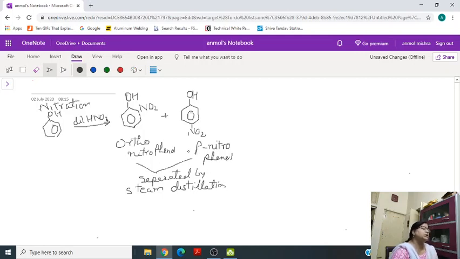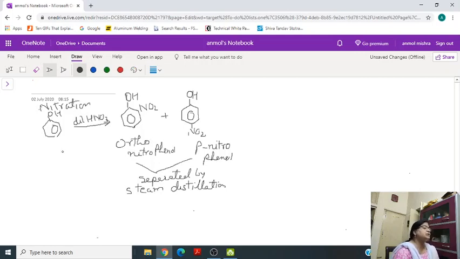Because the ortho-nitrophenol will form intramolecular hydrogen bonding, whereas the para-nitrophenol will form intermolecular hydrogen bonding, and intermolecular hydrogen bonding will increase the boiling point, whereas intramolecular hydrogen bonding will decrease the boiling point of the compound. So there is a large difference between the boiling points of these two isomers. Therefore, both of them can be separated easily by steam distillation.